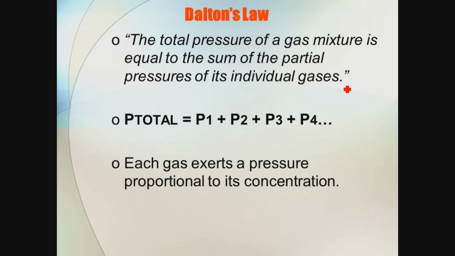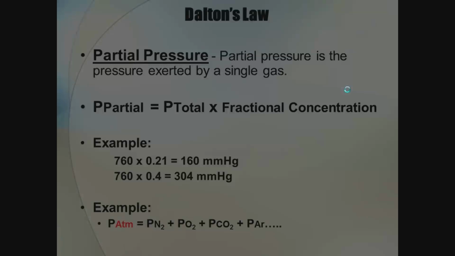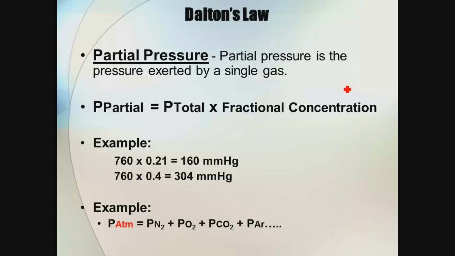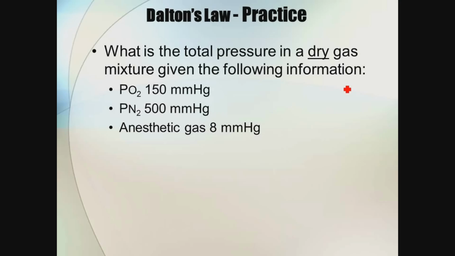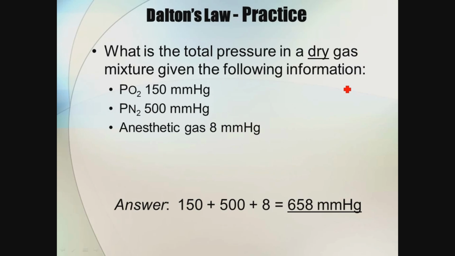Not that you can remember what the number was, but each gas exerts a partial pressure that is determined by its concentration. And it's just that total pressure times your fractional concentration. So here's an interesting one. What is the total pressure in a dry gas mixture given the following information? PO2 is 150, nitrogen is 500, anesthetic gas is 8. Let me just add them up.